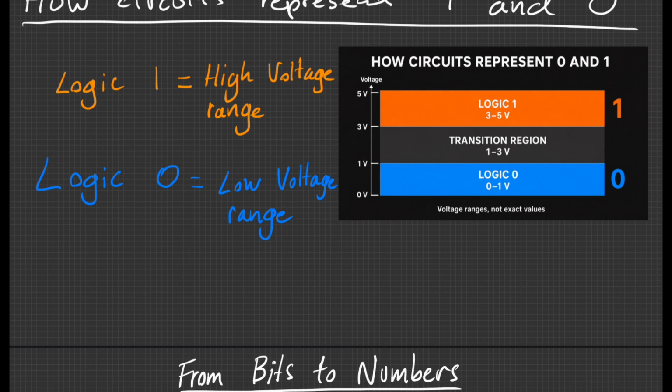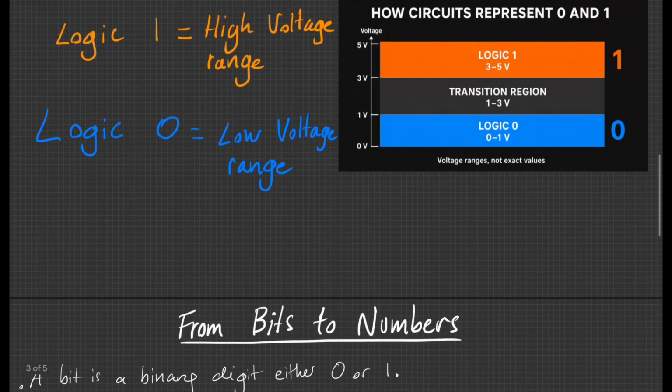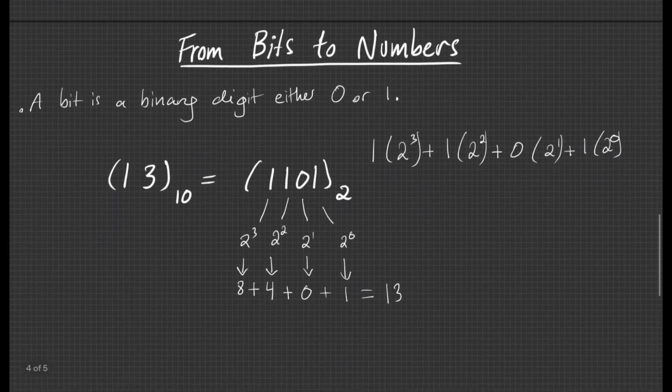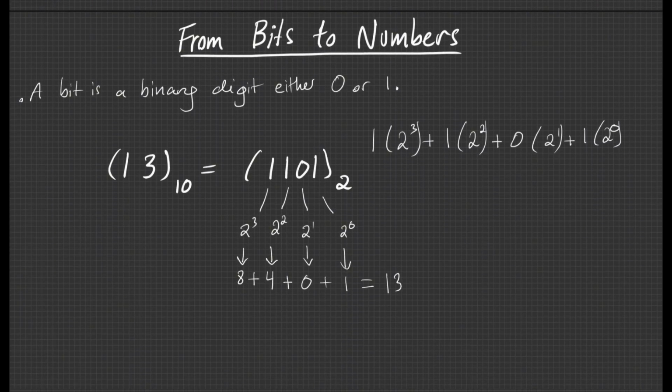Now, why are computers going to actually use 1 and 0? Because, as I said, they only interpret a low voltage range or a high voltage range. From bits to numbers: a bit is a binary digit, either 0 or 1, which is either a low voltage range or a high voltage range.